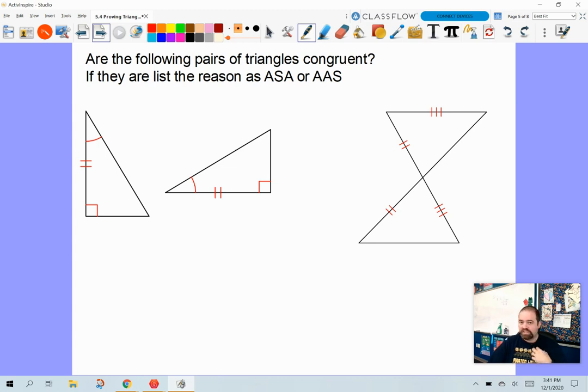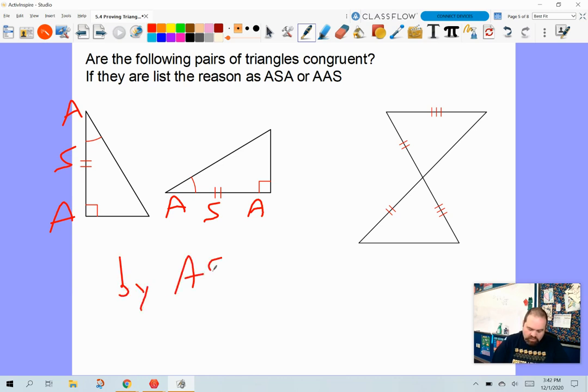I'm just giving you the two new ones today. We'll bring the other two back in on Friday. But I'm looking for either angle, side, angle, or angle, angle, side. Like I said, if you had a pencil and paper, this might be a little bit easier because you can write on it and mark it. But I'm looking for an angle, a side, and another angle directly opposite the side. So I've got the same setup in this triangle here. Right, angle, side, angle. So these are congruent by angle, side, angle.